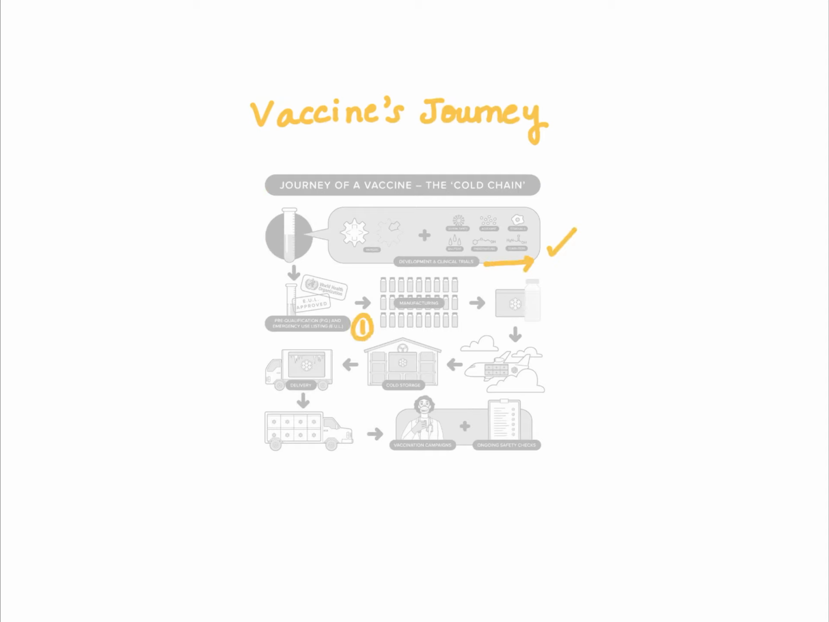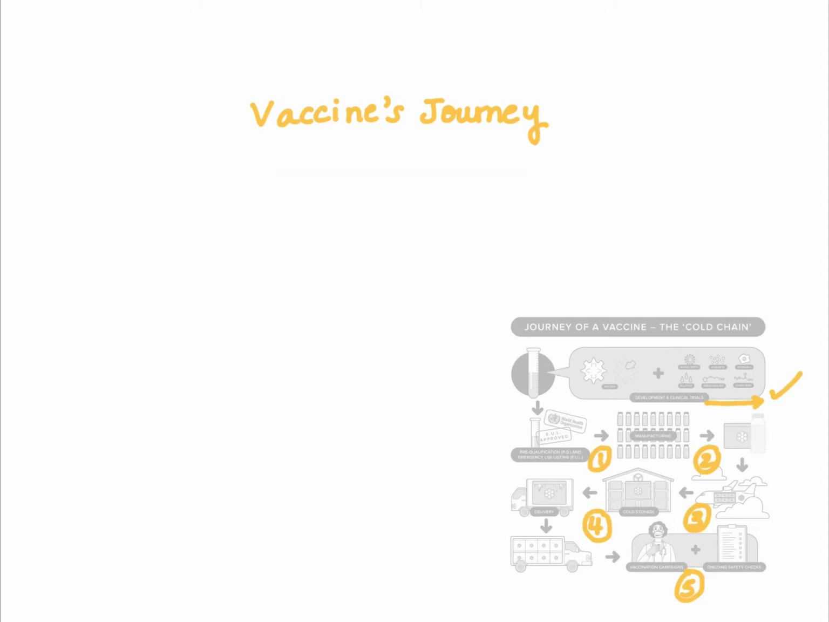We'll then go through the pre-qualification step, followed by manufacturing, storage, delivery, and lastly, quality control. So I'm just going to move this image to the right so that we can break down each one of these 5 steps further. So first up, how is the vaccine approved for production?